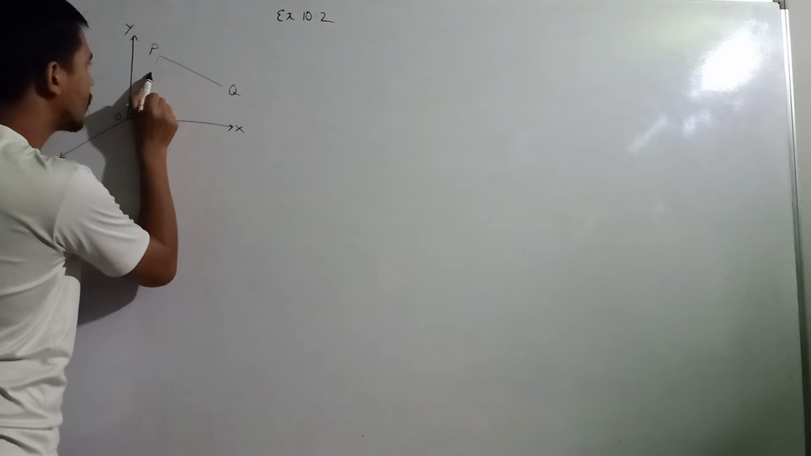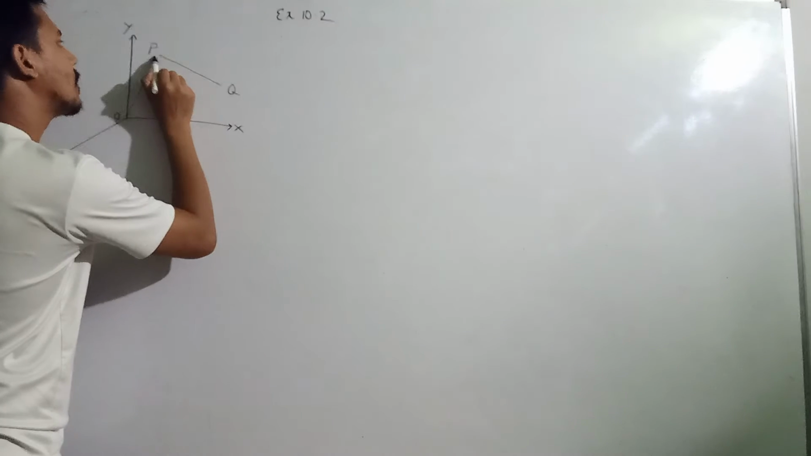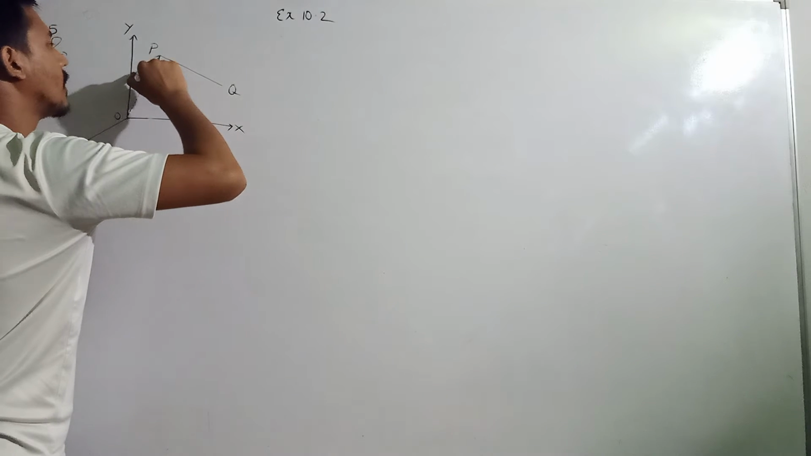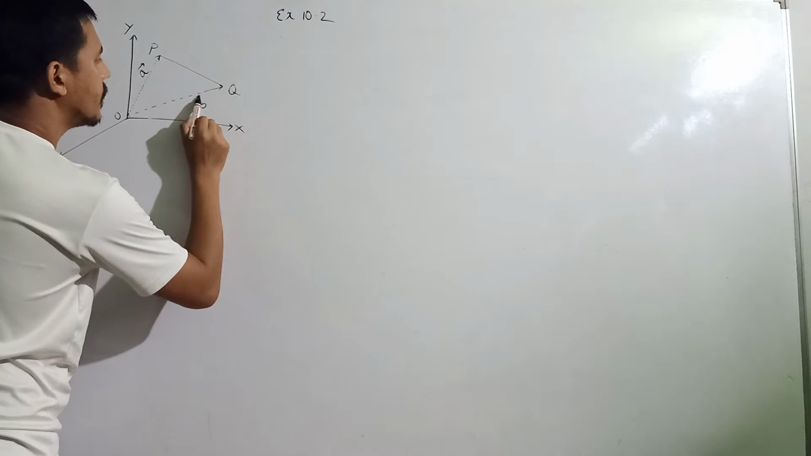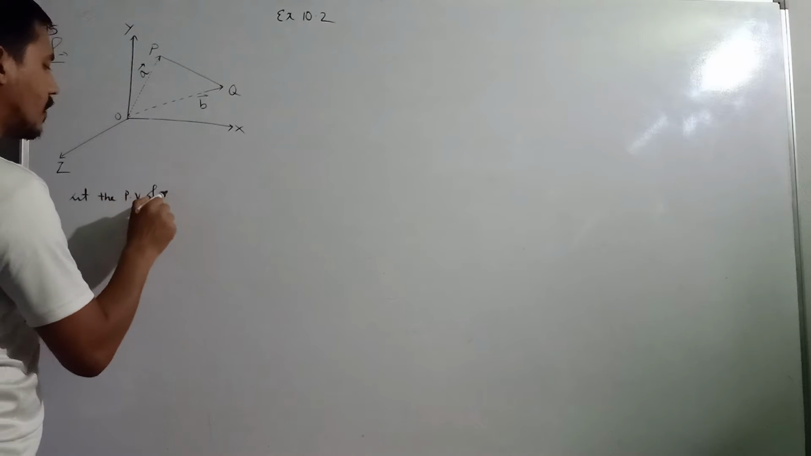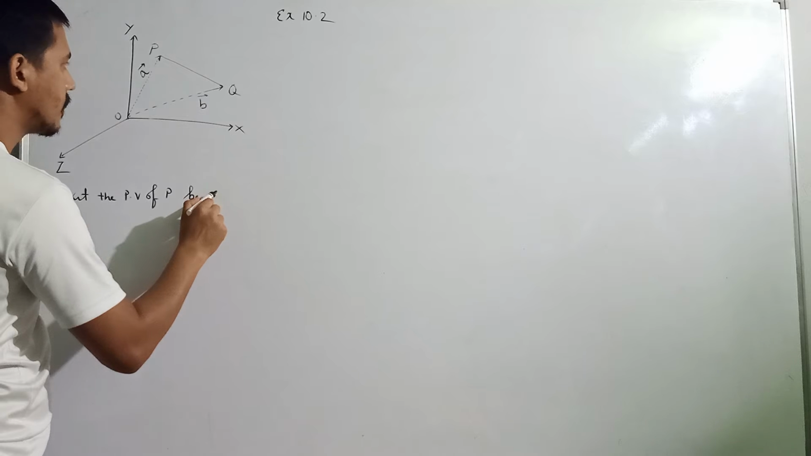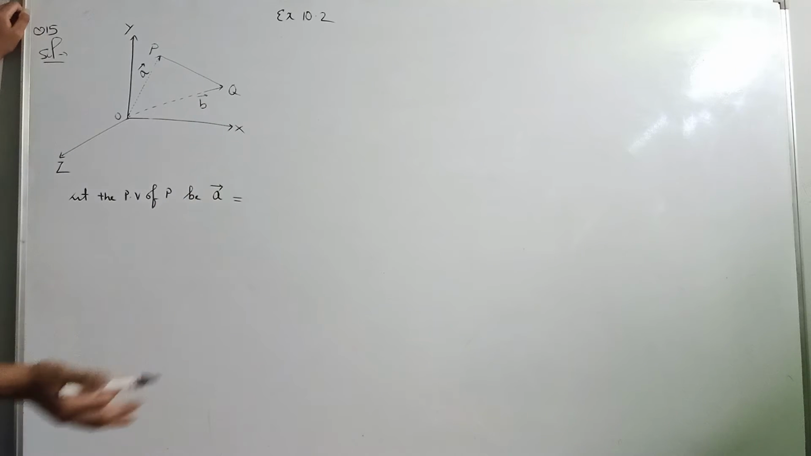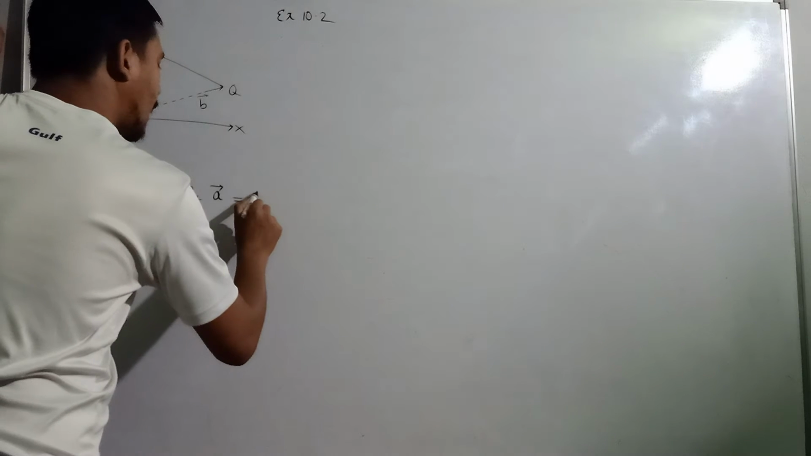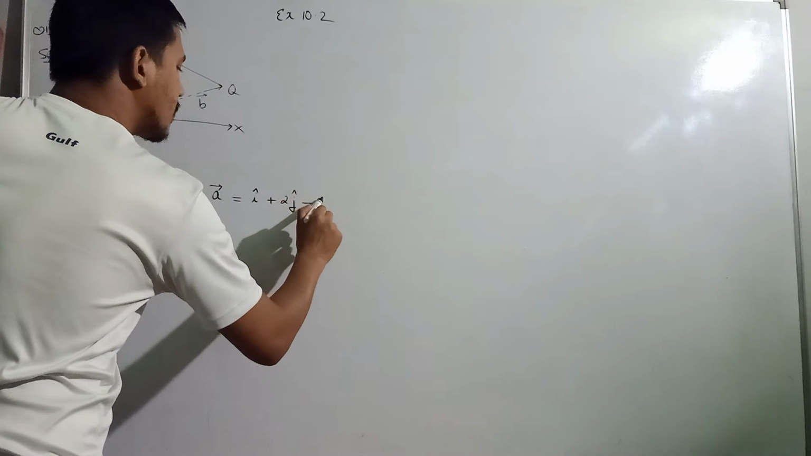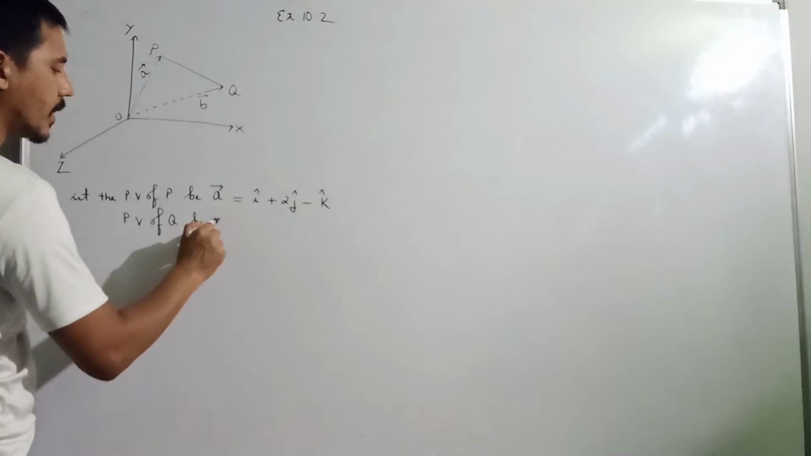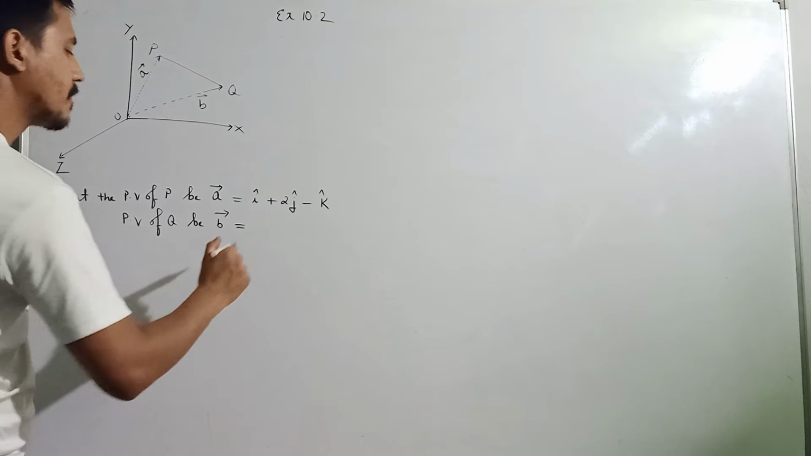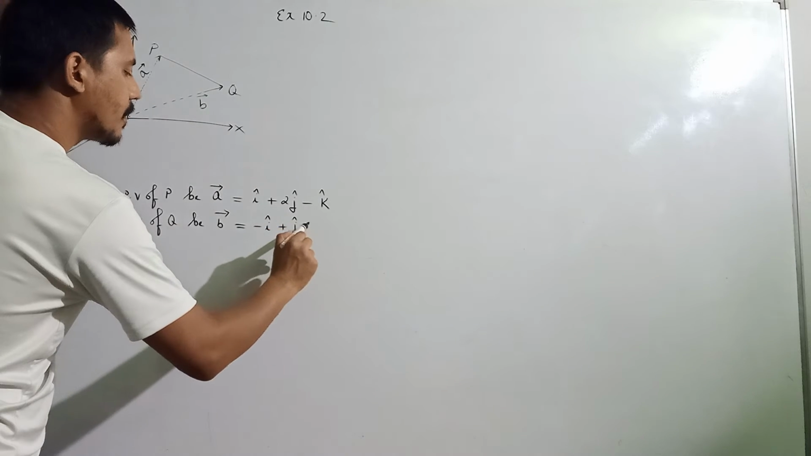What is the position vector of P? Position vector of P shall be denoted by vector A, and position vector of Q, we can denote it by vector B. Let the position vector of P be vector A, which is equal to i cap plus 2j cap minus k cap. And the position vector of Q denoted by vector B is equal to minus i cap plus j cap plus k cap.